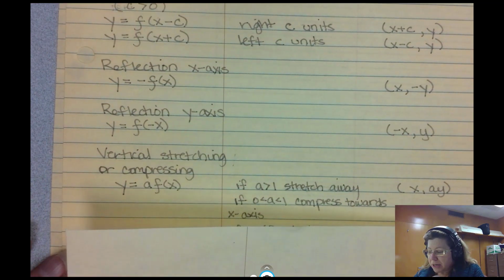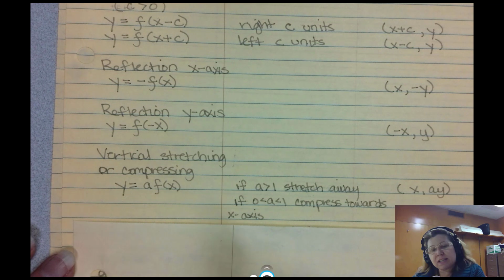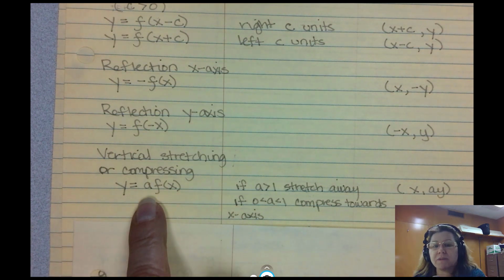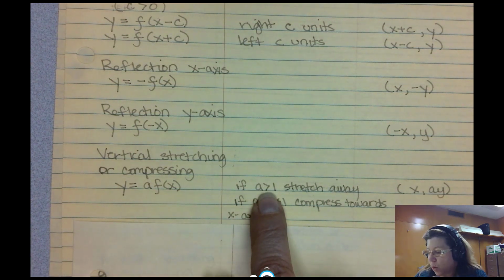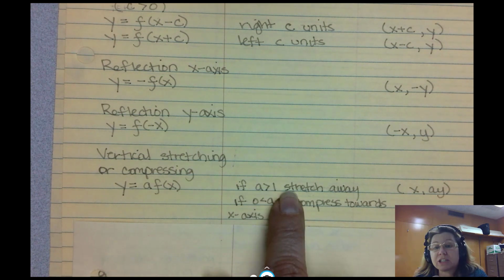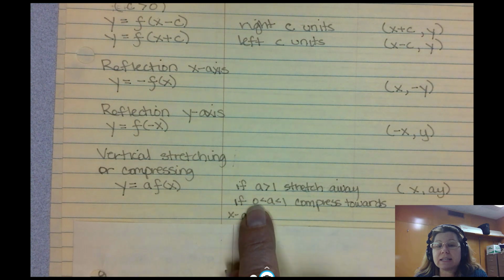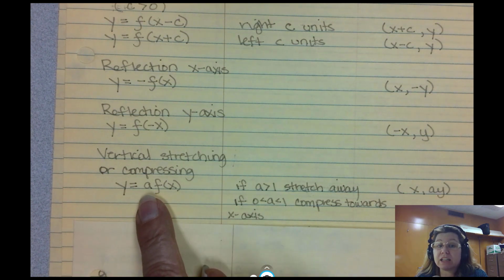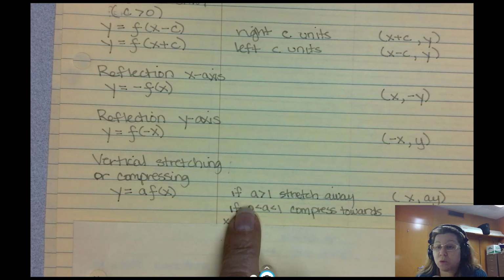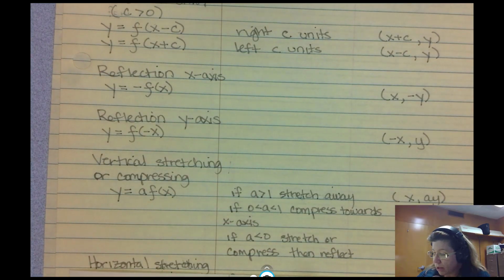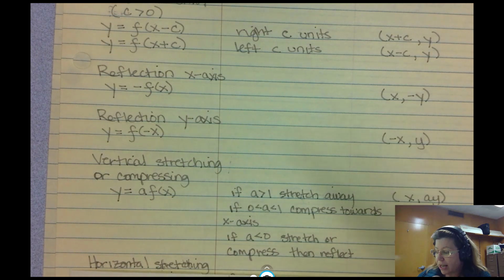Vertical stretching or compressing, that's when we have a value outside of our function at the beginning of our normal function. If a is greater than 1, it's going to stretch away from the x-axis, and if it is between 0 and 1, it's going to compress towards the x-axis. And remember, it can be negative, and then it's a reflection on top of this stretch or compress. Okay, so it's a reflection as well as the stretch or compress.